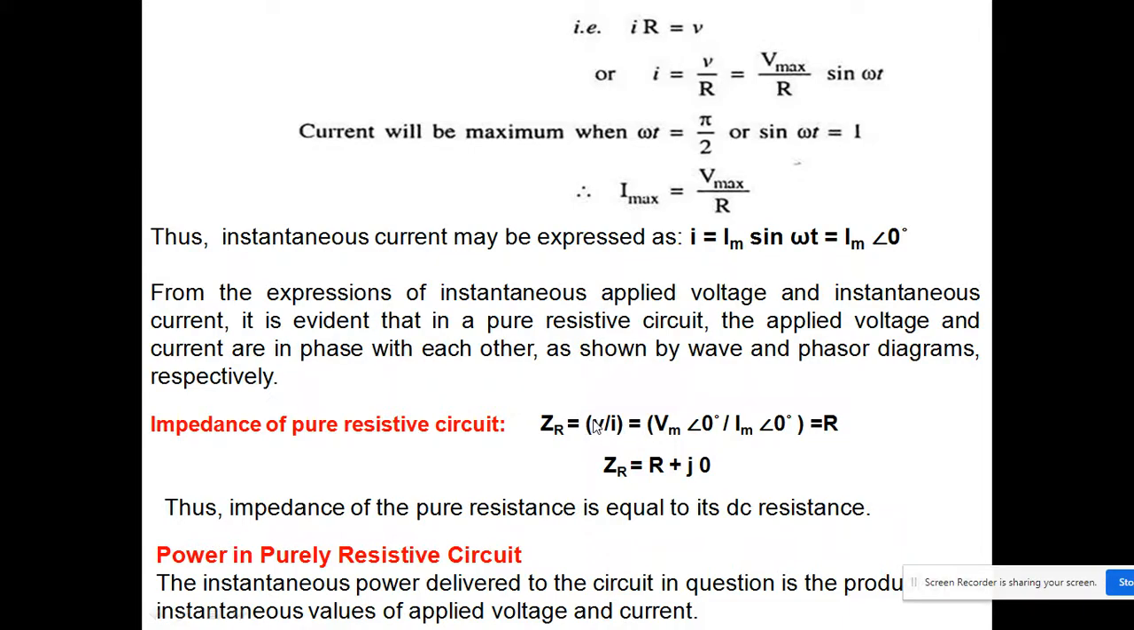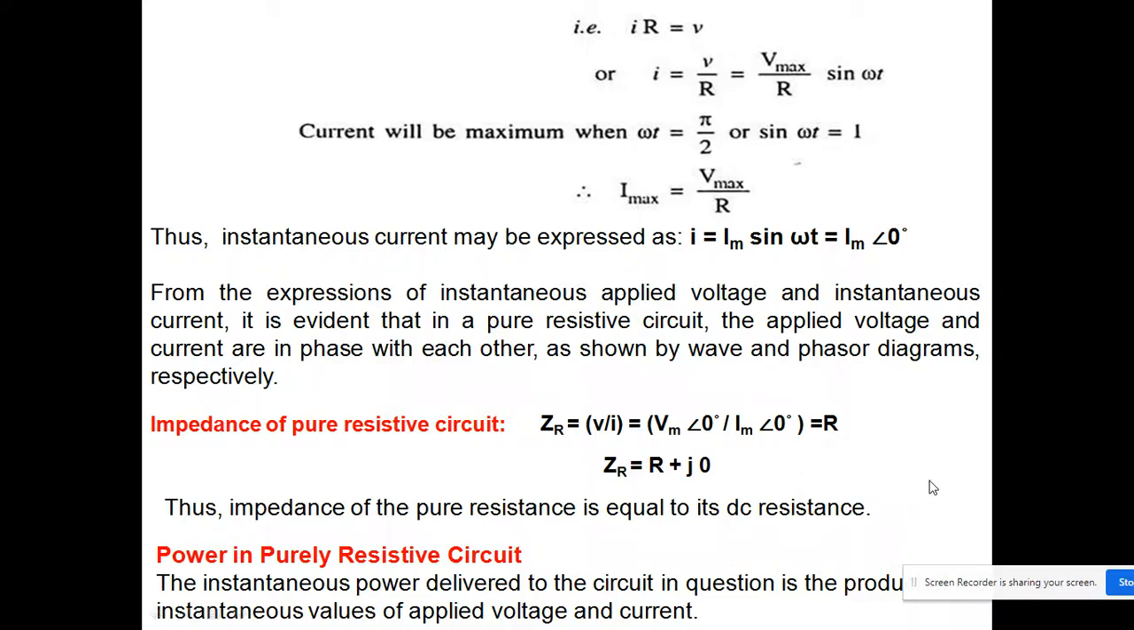This is nothing but the applied voltage divided by the current. You see the phasor form of the voltage is this, and the phasor form of the current is this. So Vm divided by Vm upon R becomes equal to R. So the impedance of a pure resistive circuit is equal to R plus j0. It means the impedance of a pure resistive circuit is only the resistance, equal to its DC resistance only. There is no complex part in the impedance of a pure resistive circuit.